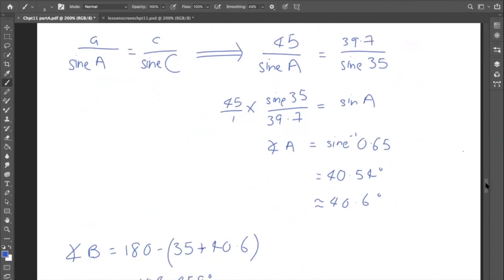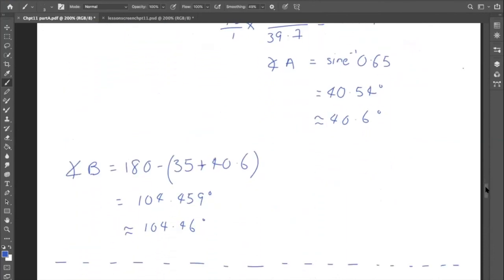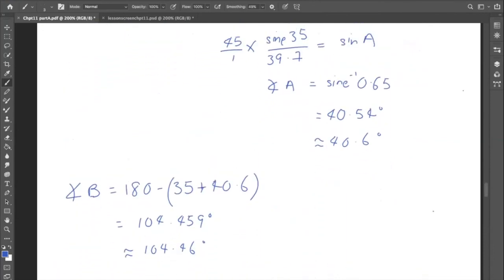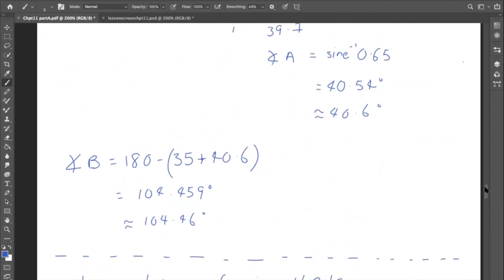Okay, so this is quite straightforward. To find angle B is very simple. The angles within the triangle all add up to 180 degrees. So just take 180 minus 35 minus 40.6. Then you get 104.46 if you round to 2 decimal points. Remember to put your unit, so 104.46 degrees.